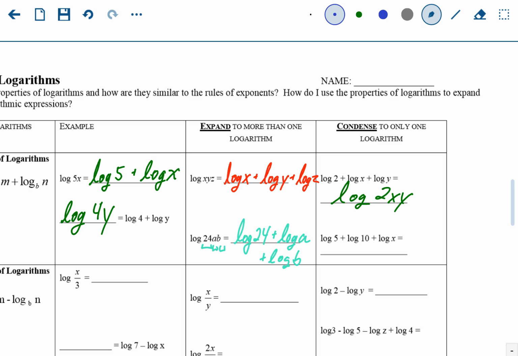And same thing on this bottom one. Log 5 plus log 10 plus log x. We're just going to be multiplying 5 times 10 plus x to give us a log of 50x. So that's the product property going forwards, expanding, and condensing.